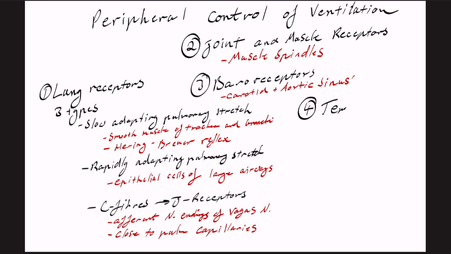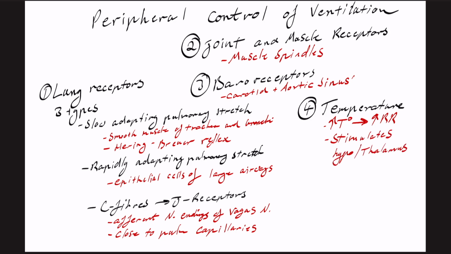Then there's temperature. It's not specifically a mechanoreceptor, but we know that increased temperature will increase ventilation and respiratory rate, and this is likely through stimulation of the hypothalamus or the thalamus, which is also closely linked to respiration.